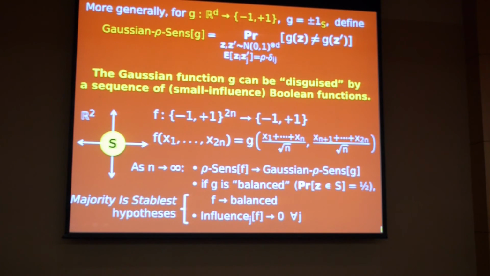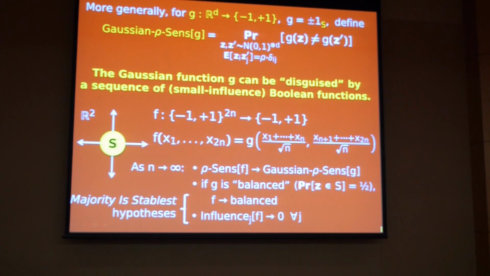And if you remember, these two conditions, balancedness and small influences, are exactly the hypotheses of the Majority Is Stablest theorem. So what does this mean? Let's think carefully about this point. You have some Gaussian function G. You can produce this family of essentially balanced and small influence functions f. Now, if you believe the Majority Is Stablest theorem, you could apply it to all these functions f and conclude that their Boolean Rho sensitivity can essentially not be any smaller than this cos inverse rho over pi. It's that minus a little bit depending on the influences, but you can make that little bit go to 0 just by taking n to infinity.